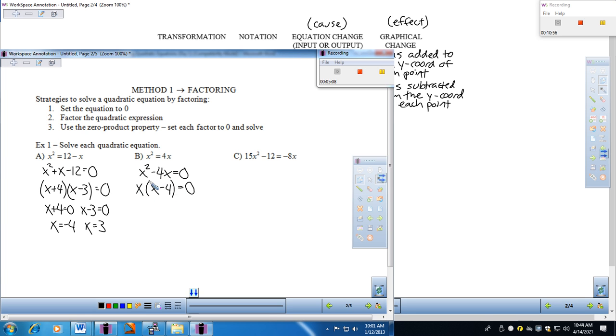2 factors, both set to 0. So let's do that. x, set it to 0. Good to go. x minus 4, set it to 0, and we get x equals 4. And so this one's already solved. Kind of just do this, and there's my solution set. And you can kind of see that 0 has to work here. 0 squared is obviously the same as 4 times 0. So that works nicely. Again, set it to 0 first, then think of your strategies.